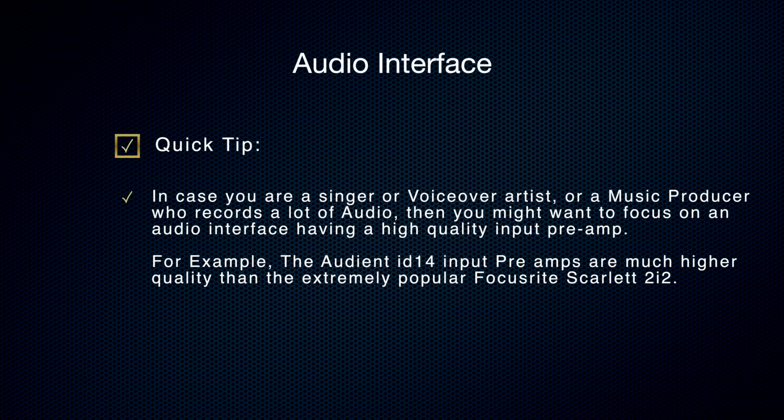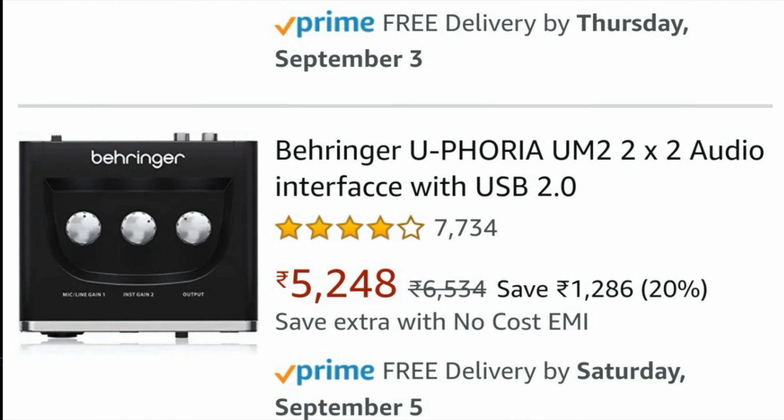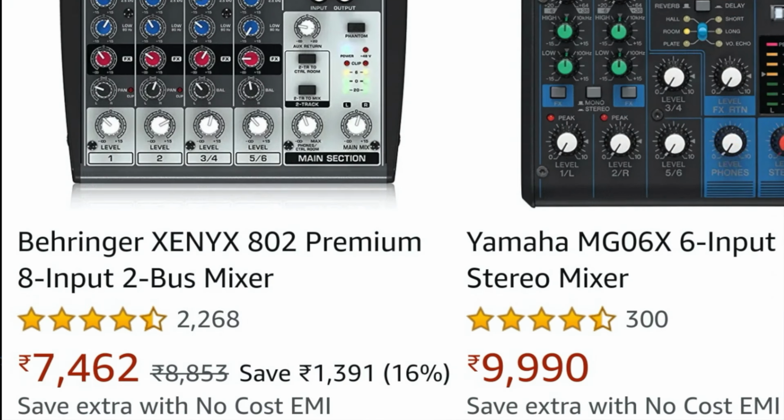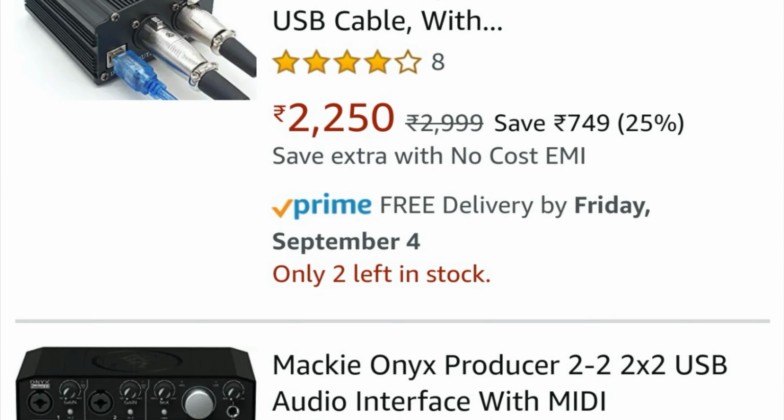A quick tip here: in case you're a singer, voiceover artist, or music producer who does a lot of audio recording work, and that is your core focus, in that case you want to invest in an audio interface that has high quality input preamps. Even if it is one or two inputs, it should be of a high quality. However, it is also important to note that over the years audio technology has become extremely good, and it's to the point where high quality results can be achieved irrespective of your budget or your high-end gear selection. The next thing you would need would be a good quality microphone.